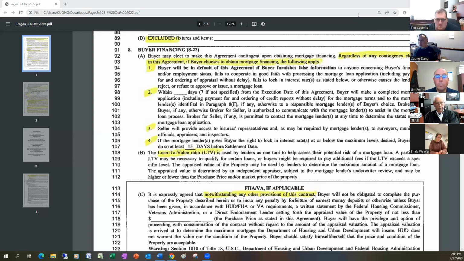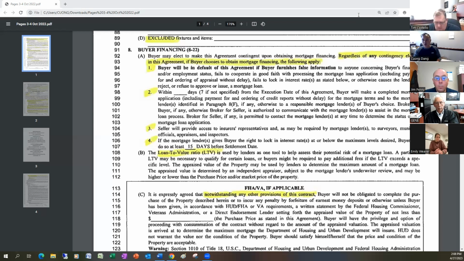Number 4, if the mortgage lender gives the buyer the right to lock in interest rates at or below the maximum levels desired, buyer will do so at least 15 days before settlement. Okay, we'll do so at least 15 days before settlement. Now, that 15 days is written in. Did you notice that? It's written in already. It's not a blank. So if you negotiate and make that change, you can strike that out, okay?